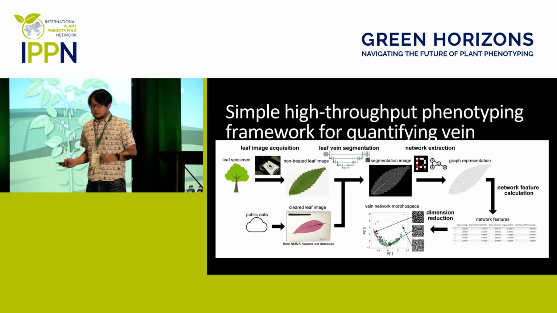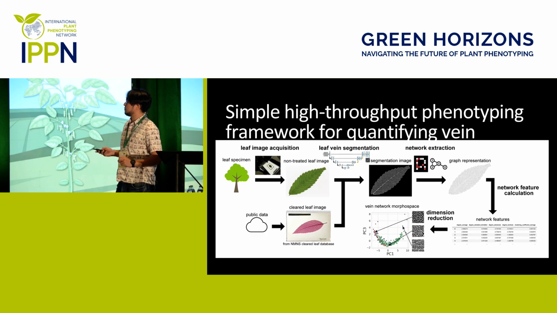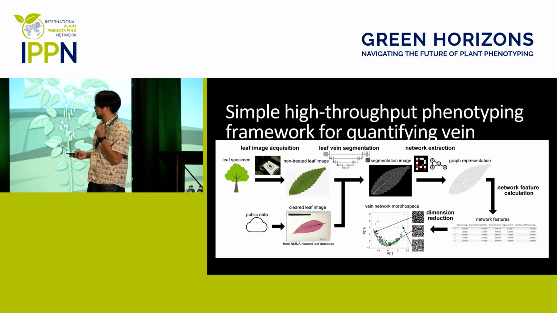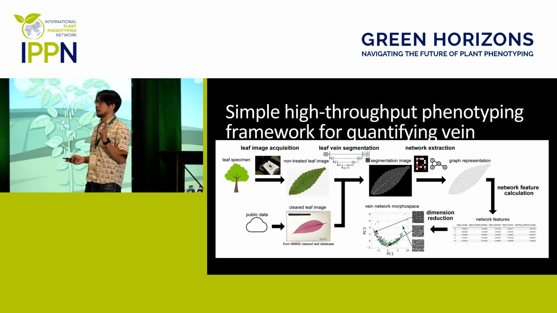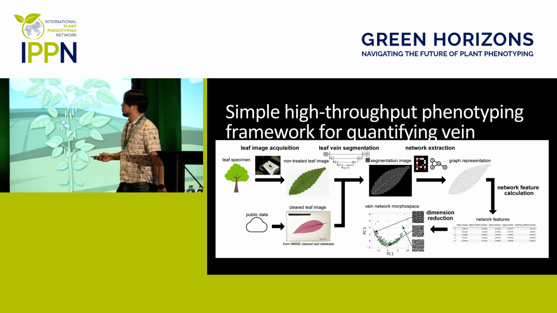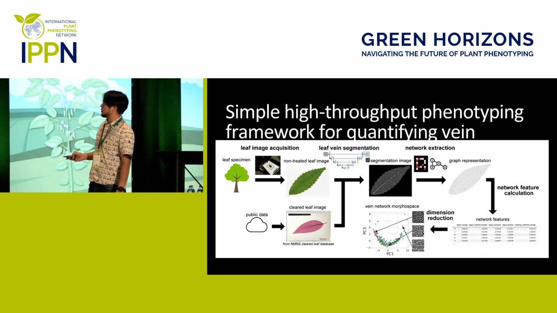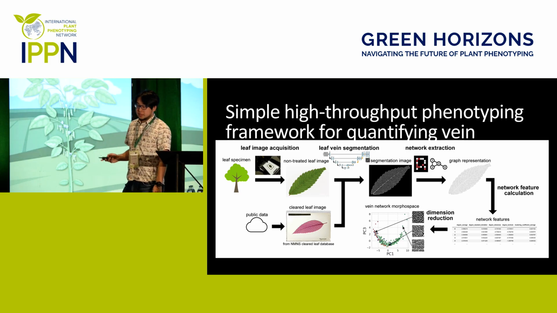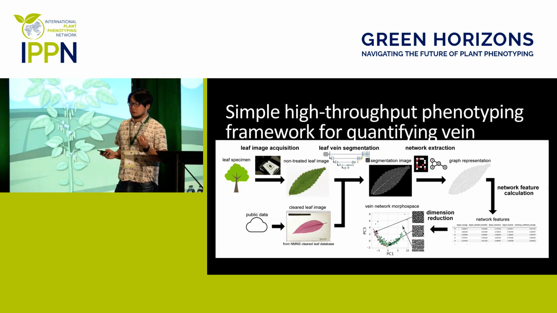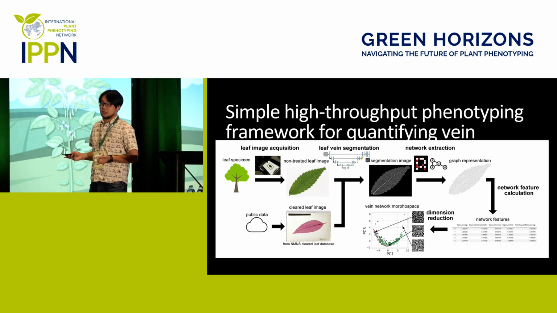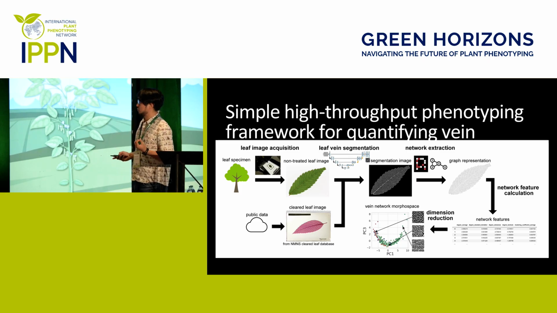Firstly, I'd like to explain the framework proposed in this study. In this framework, we assume two types of data as input. One is untreated leaf image data, which is just digital images of the leaf. And the other one is cleared leaf data. Traditionally, cleared leaf data are used for observing the anatomical details and structure of leaves, including the venation and vein structure.